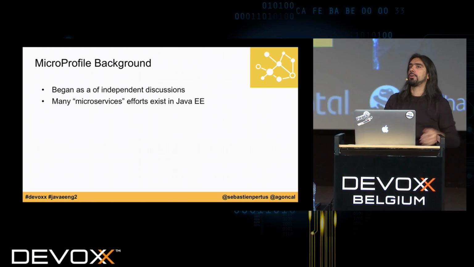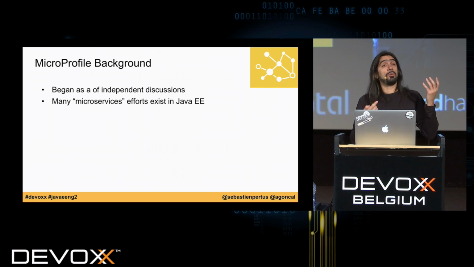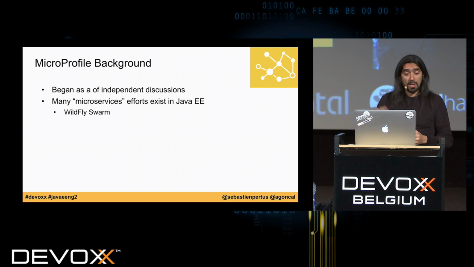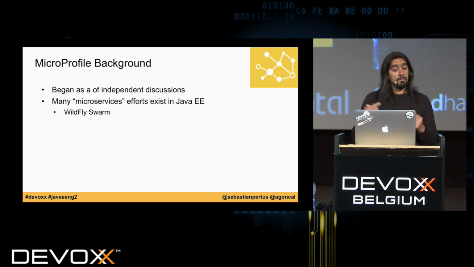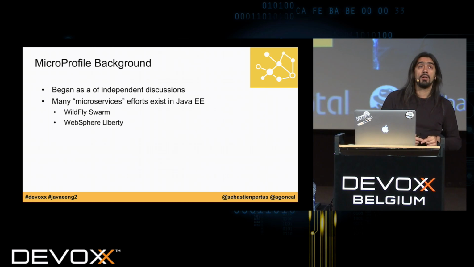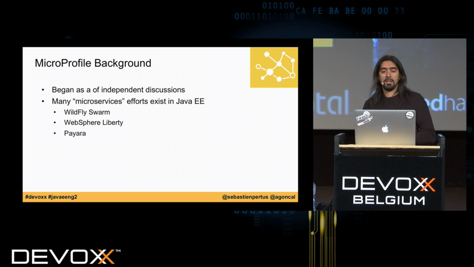Why are application servers seen as big and fat? And actually, there are already things happening. I'll be using WildFly Swarm to show you an implementation of the MicroProfile. But also, you have WebSphere Liberty from version 8.5, Payara, TomEE.